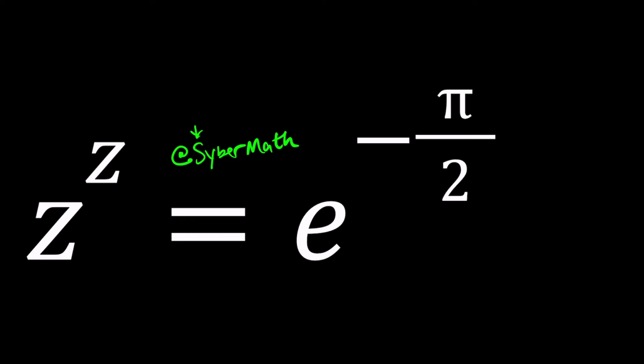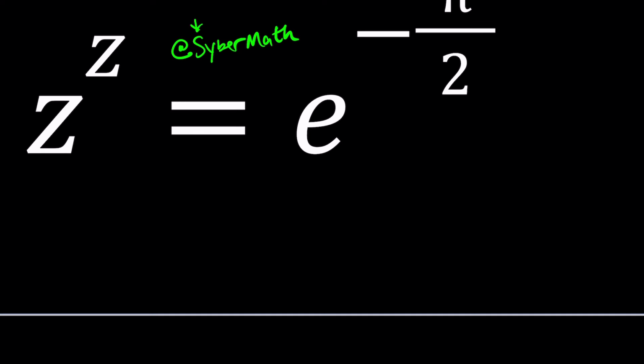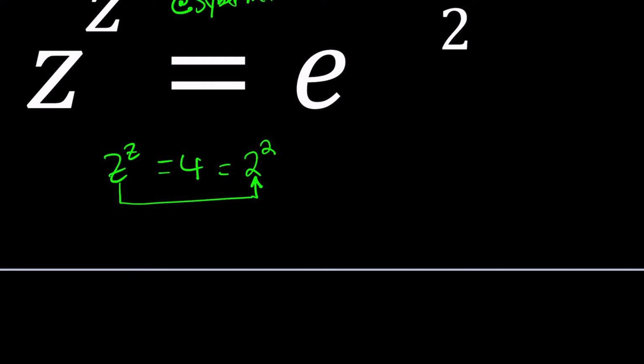So we have this equation, z to the power z equals e to the power negative pi over 2. And we're going to solve for z. How do you solve when you're given z to the power z? For example, if I gave you z to the power z equals 4, you could probably write the 4 as 2 to the second power, and then just conclude that z equals 2, because z equals 2 would work. Well, at least that would be one of the solutions. But that doesn't guarantee that those are the only solutions. So you kind of need to solve it in a general sense.